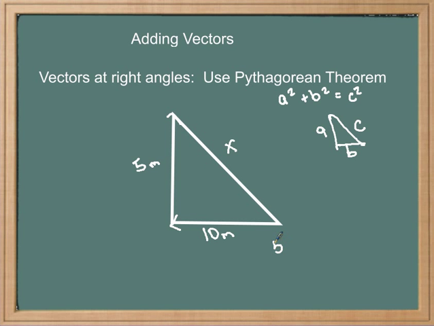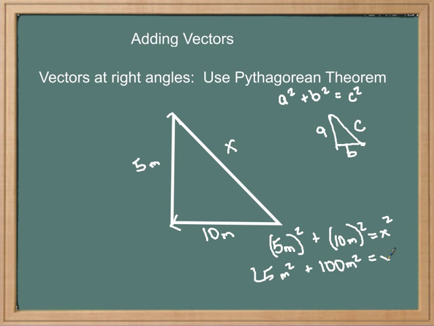So we can say that 5 meters squared plus 10 meters squared is equal to x squared. So 25 meters squared plus 100 meters squared is equal to x squared. And then we can take the square root of both sides of this. When we take the square root of 125, we get 11.2 meters for our length of x.